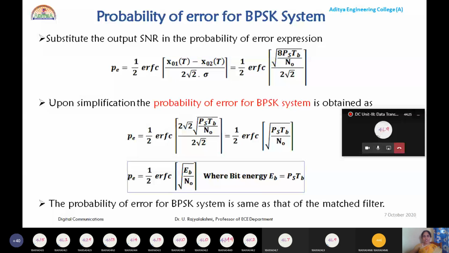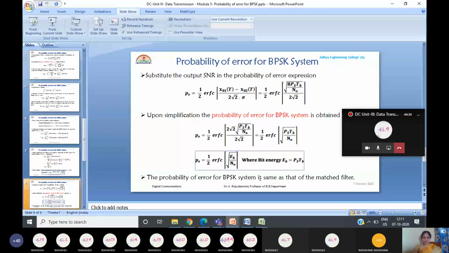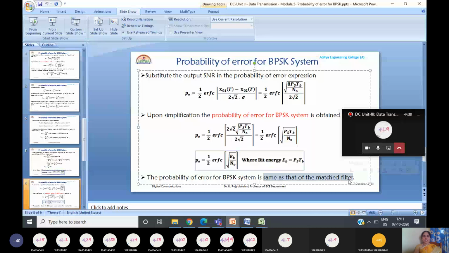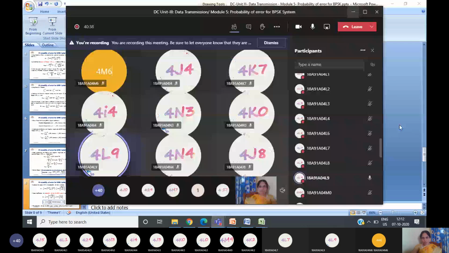And how can you compare this with BASK? Can you compare this with BASK? Yes, madam. It is? How much? Twice. Half, after that of BASK. Very good. Okay, thank you. You can mute yourself.